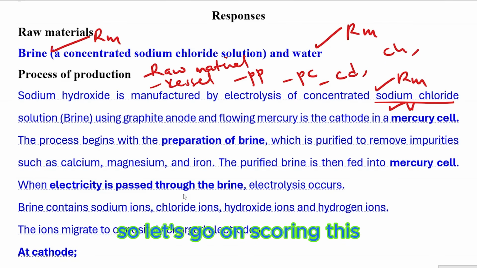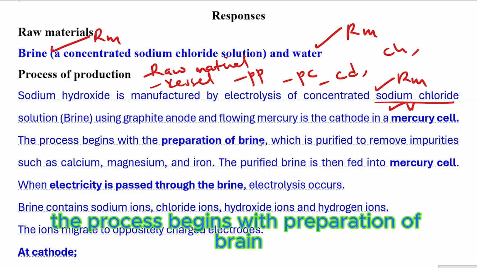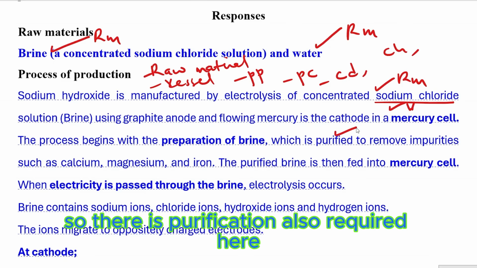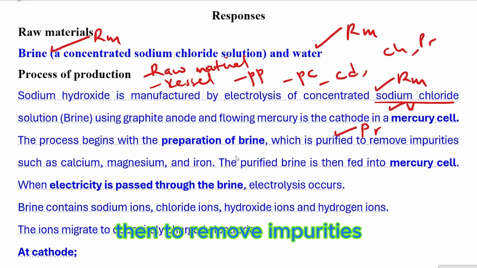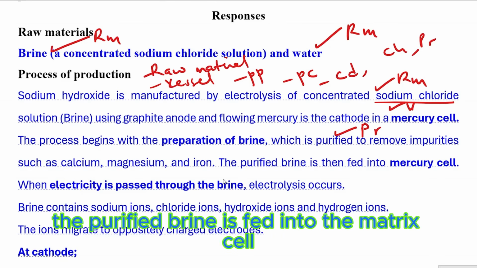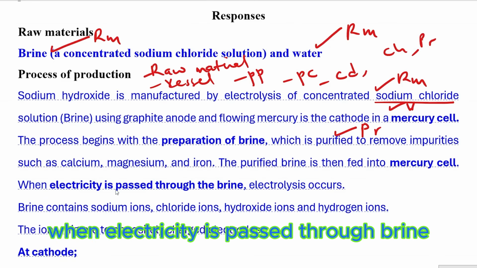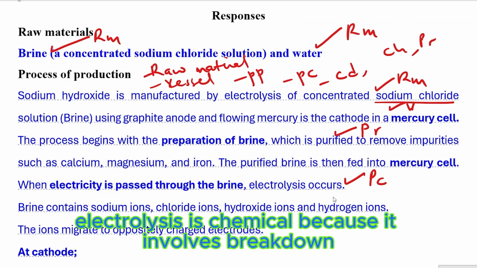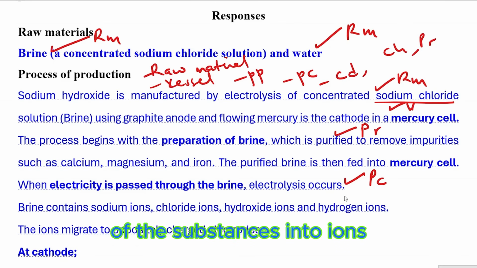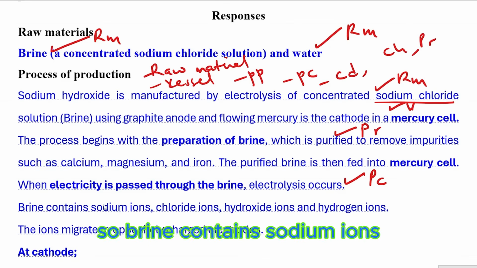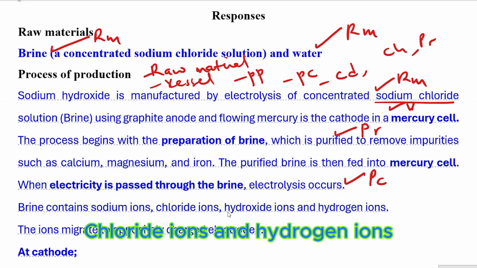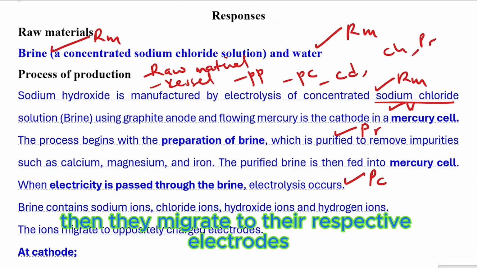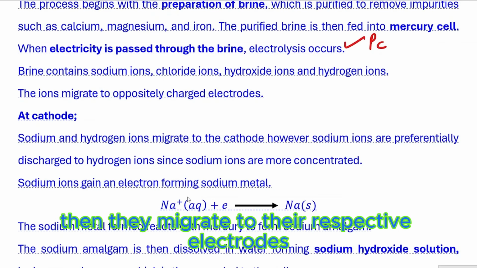So let's go on scoring this. The process begins with the preparation of brine, which is purified. So there is purification also required here. Then to remove impurities, the purified brine is fed into the mercury cell, which is a vessel. When electricity is passed through brine, electrolysis occurs. So this is a chemical process. Electrolysis is chemical because it involves breakdown of the substances into ions. So brine contains sodium ions, chloride ions, and hydrogen ions. Then they migrate to their respective electrodes.